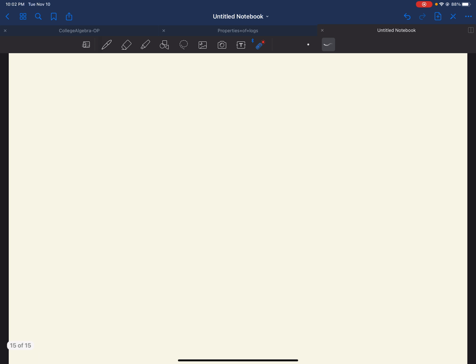One final thing I want to show you, and I'm just going to combine a few of the properties together because this makes doing the homework way easier. So I'm going to take something like this: log base x of a times b times c over d times e times f. And so what would this turn out to be?